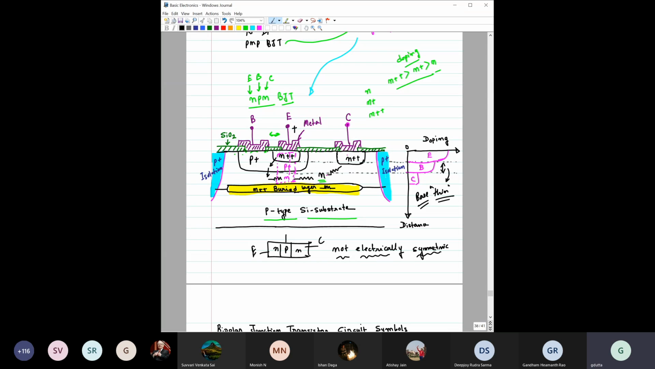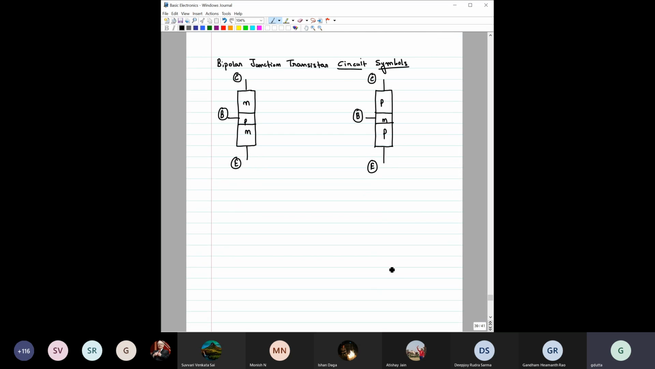Okay, and quickly let me do just the circuit symbol and we will finish with this. The circuit symbol of this bipolar junction transistor, this is for the NPN type. For NPN, the symbol we use is like this. This is collector, this is emitter, this is base, right? And for PNP, we use the symbol like this: emitter, base, collector.